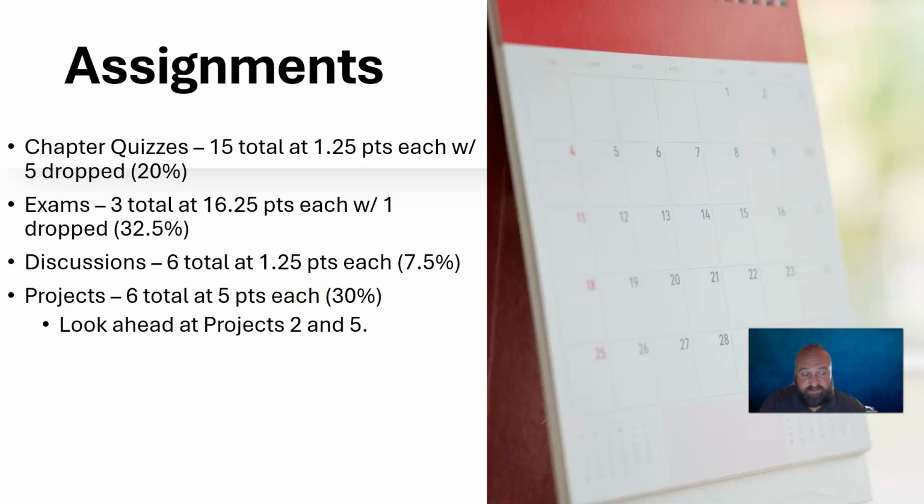Projects. Just like there are 6 discussions, there are 6 projects. They're worth 5 points each, so they're worth a little bit more. None of them get dropped, so this takes up a big chunk of your grade overall. It's 30% of your grade.